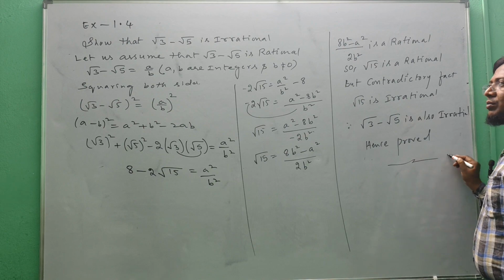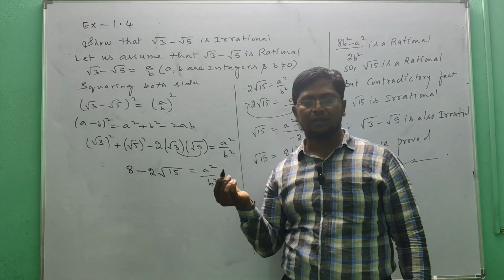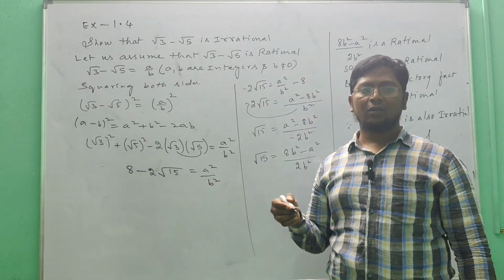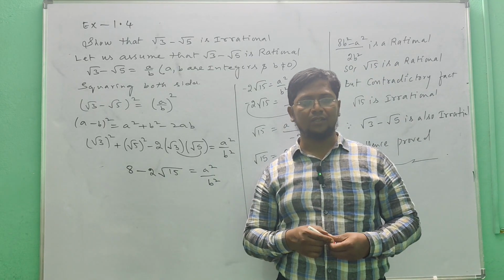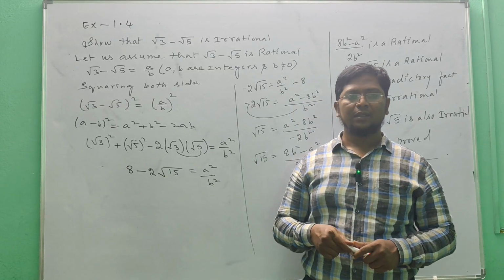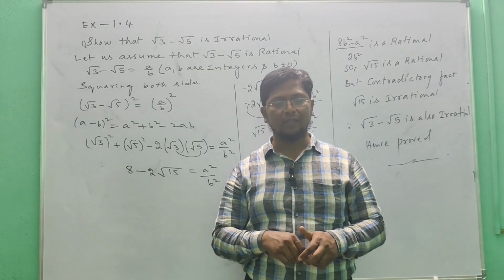Okay, you try at home, take some other numbers, root 2 plus root 3, root 2 minus root 3, and take substitute numbers. 3 root 2 is irrational. Okay, you have to practice. I hope you understood today's class.